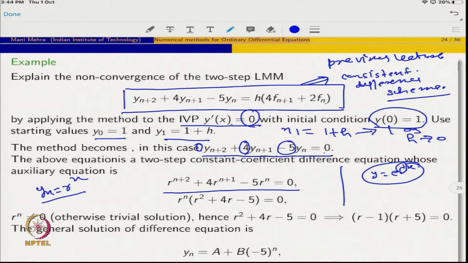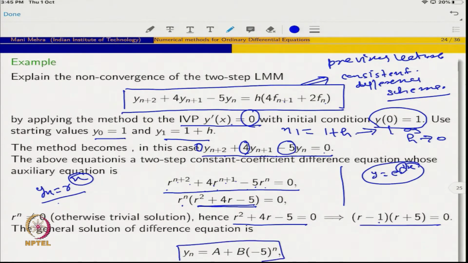So, this is a non-trivial solution. Here our aim is to find R. Earlier, in the case of a differential equation, our aim was to find lambda. So, we substitute this value here. This will become R^(n+2) plus 4 R^(n+1) minus 5 R^n is equal to 0. Let me take R^n common, then this will become this. R^n is not 0, otherwise we will end up with a trivial solution, that is what I have already said. Then let us factorize this polynomial, which will be this. So, the general solution of the difference equation will be this.